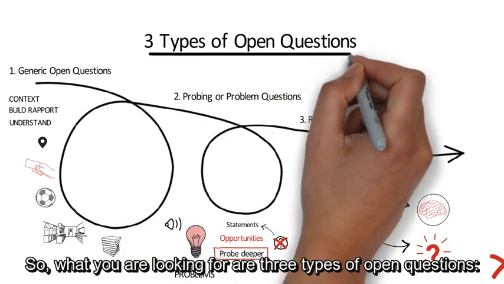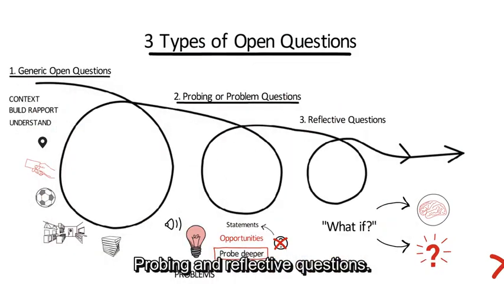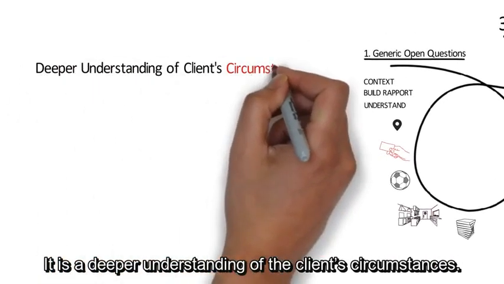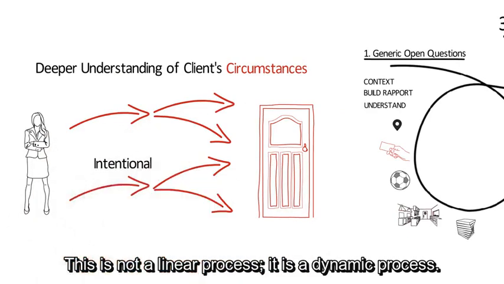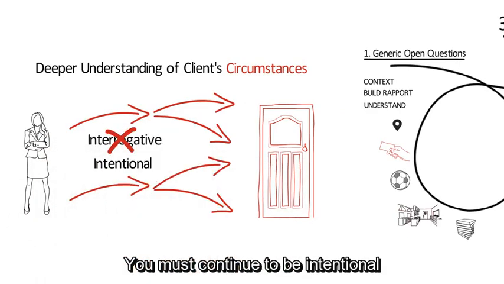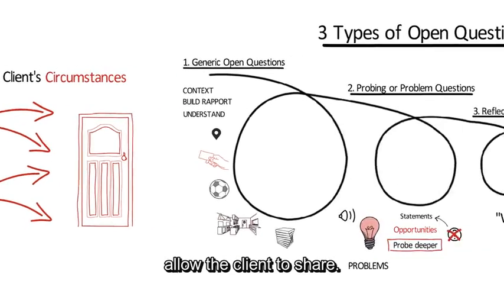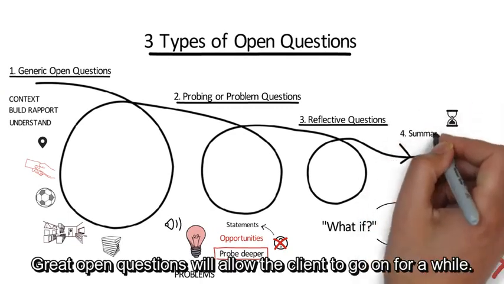So what you're looking for are 3 types of open questions: generic, probing, and reflective questions. It is a deeper understanding of the client's circumstances. This is not a linear process, it's a dynamic process. You must continue to be intentional without being interrogative. Keep it dynamic, allow the client to share. Great open questions will allow the client to go on for a while.